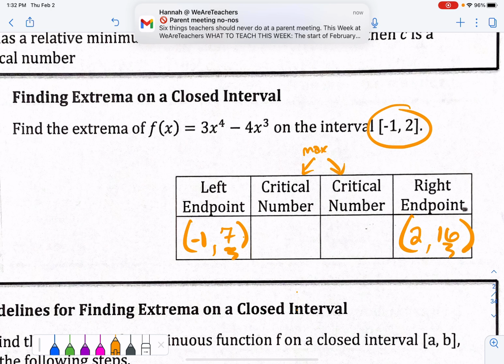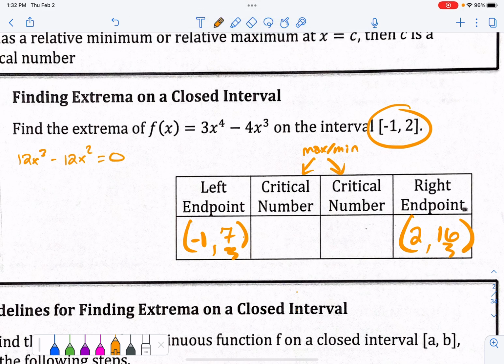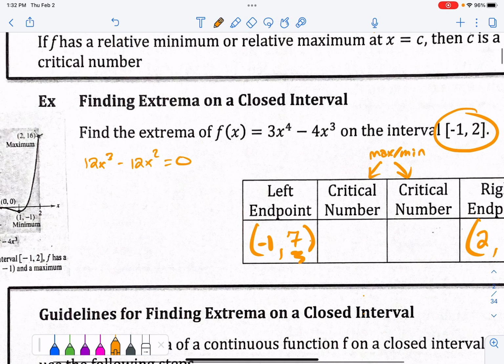Max and min. Okay, so let's find the derivative. 12x to the third minus 12x to the second equals 0. We set them equal to 0 to find the max and min. Then what are you going to do?